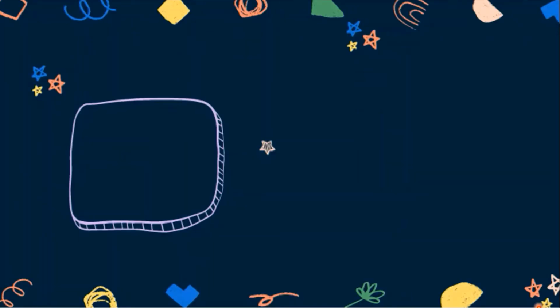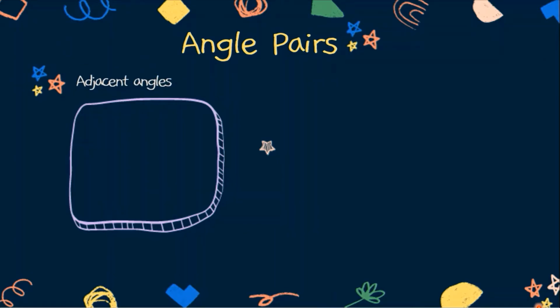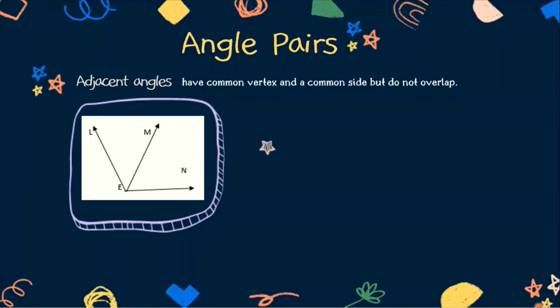If we combine angles together, we may be able to form angle pairs. The first angle pair are adjacent angles. These angles have common vertex and a common side, but they do not overlap. We have this illustration, and these are the angles that we can form from this illustration. We have angle LEM, we also have angle MEN, and of course angle LEN.